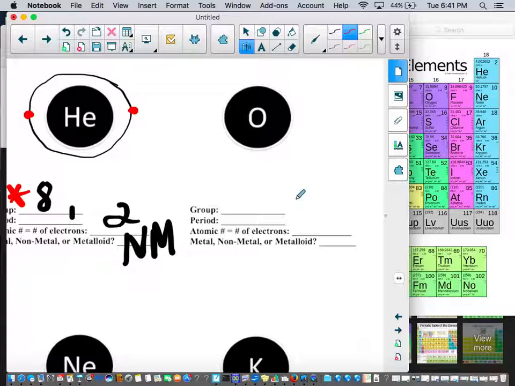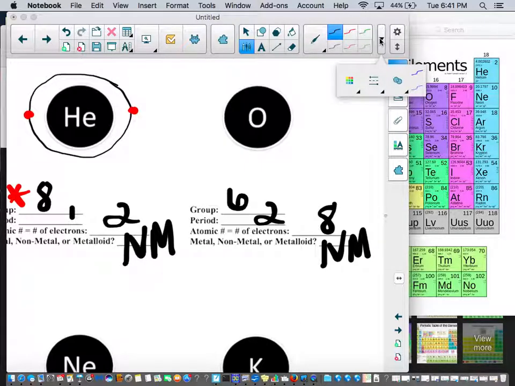All right, let's go to oxygen. Oxygen is found in group 6A, so group 6. It is found in period 2. Oxygen has 8 total electrons. Total, remember, that's not valence electrons. And it is a non-metal.